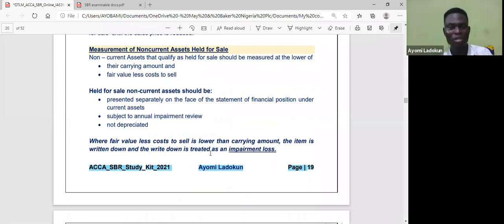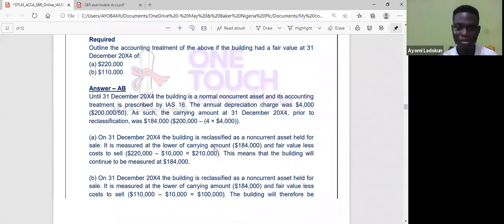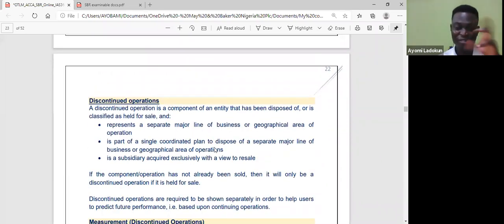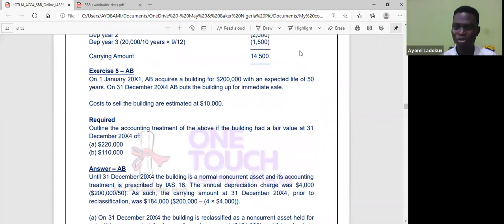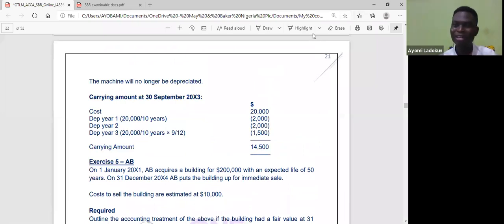So tomorrow, by God's grace, I'll pick it up from the measurement of non-current assets. They are measured at the lower of their carrying amount and fair value less cost to sell. From there, we look at 1 or 2 questions. Then I take a look at discontinued operations. In 10, 15 minutes, I'll take you through IAS 10. I'll quickly tell you the accounting issues around IAS 10. Then I move straight away to IAS 21. Then we should be able to close those 4 standards this week. So we are on course, right? We can cover 3, 4, 5 standards in a week. So in the next 8 weeks, we are fine.